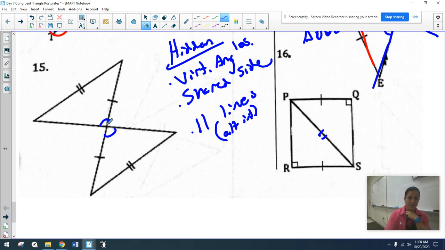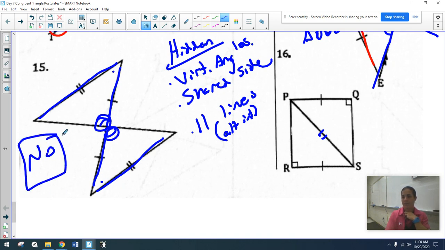In this case, I've got 2 sets of sides. There's one there. Here's another set of sides. And my angle. So the reason why SAS doesn't work is this is the included angle, which is not given. So this is another no. They are not congruent. Okay?